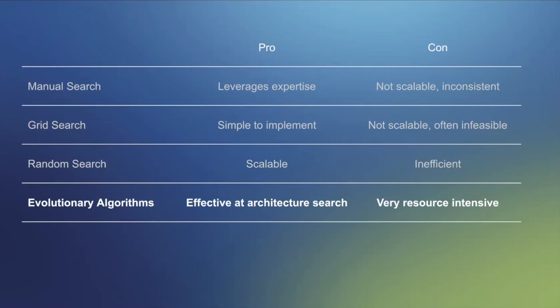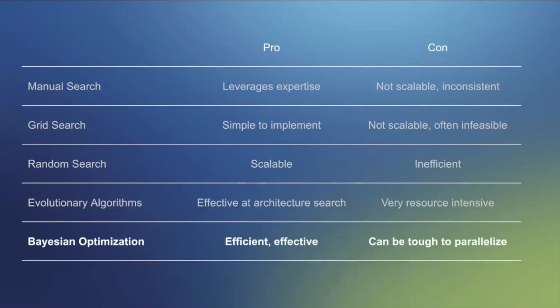Then we have something like evolutionary algorithms, which is great. The only problem is it's very, very resource intensive, and it makes some assumptions about everything taking the same time, etc., which is very often not feasible.